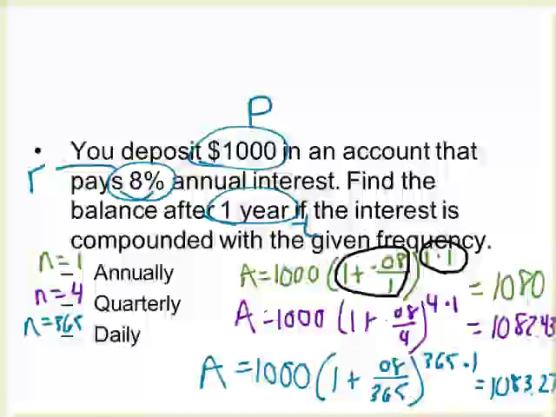1083.277. So banks are nice enough to give us interest, but they are not nice enough to round up. Banks always round down. So they'll give us $3.27, but not $3.28. All right. Questions?